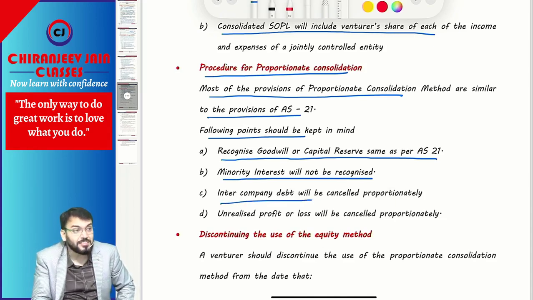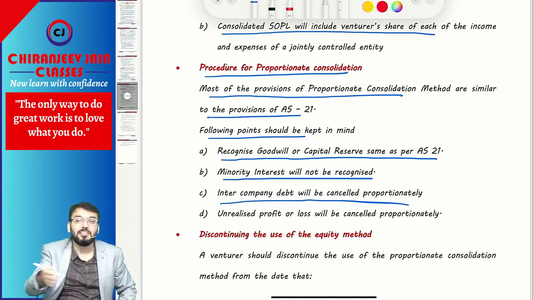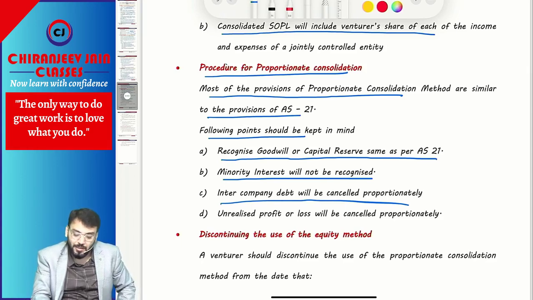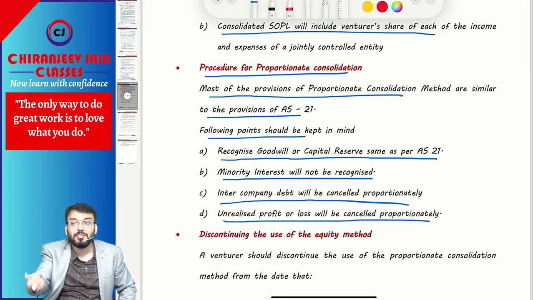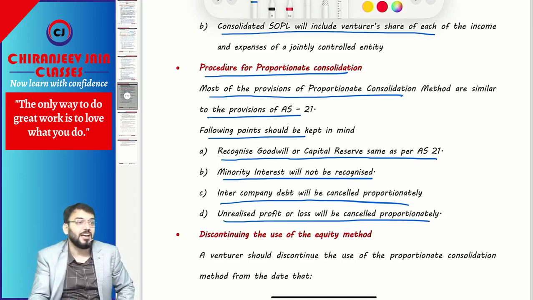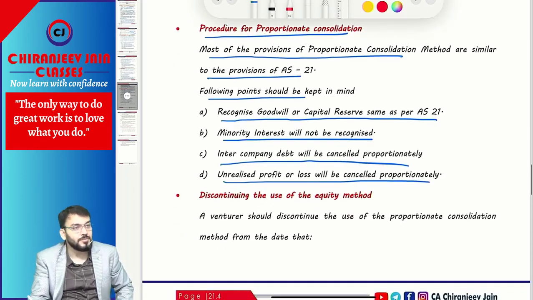Intercompany debt will be cancelled proportionately. The intercompany balance, because we have recognized only 40%, we can only cancel to the extent of 40%. Unrealized profit or loss will be cancelled proportionately, because we have recognized proportionately, so we can cancel only the proportionate unrealized profit. Understood? Have you understood this point?